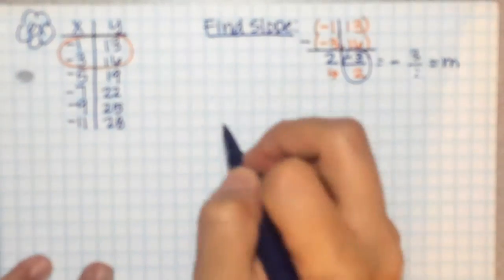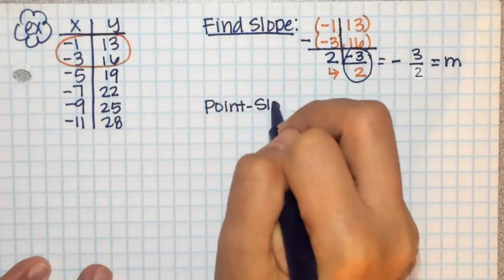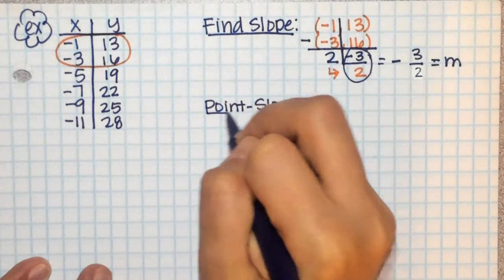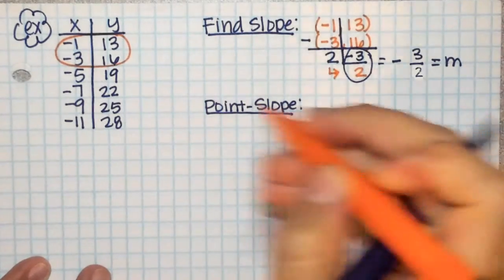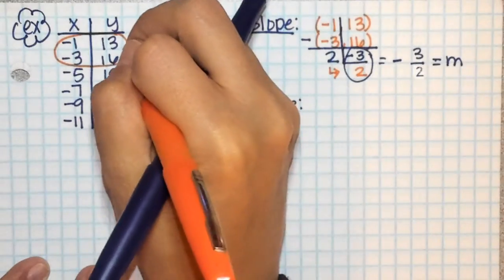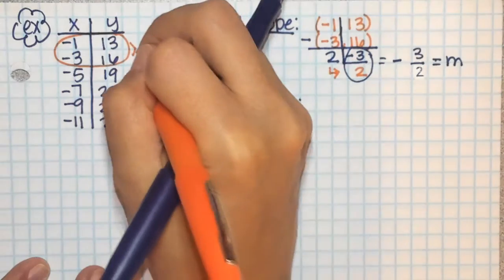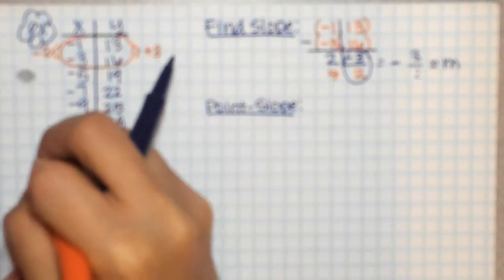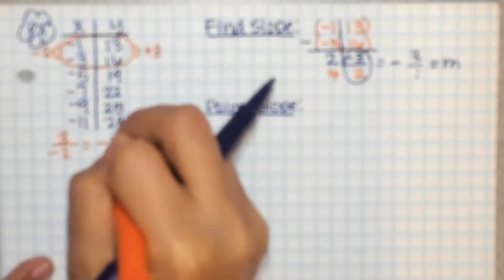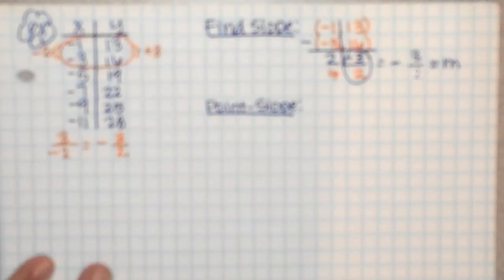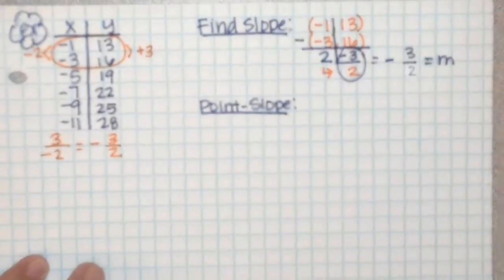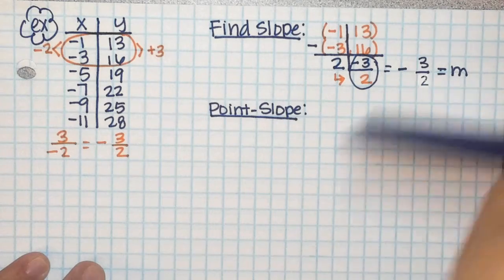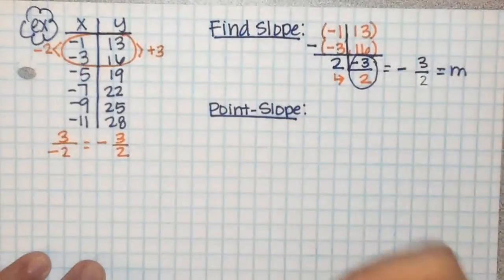All right, so next we are going to go to point slope form. Really quickly, if you did it by the change in y divided by the change in x, here it's changing by adding 3. Here it's changing by taking away 2. So that is 3 over -2, which again is -3/2. However you choose to do it, you get the same answer for slope.